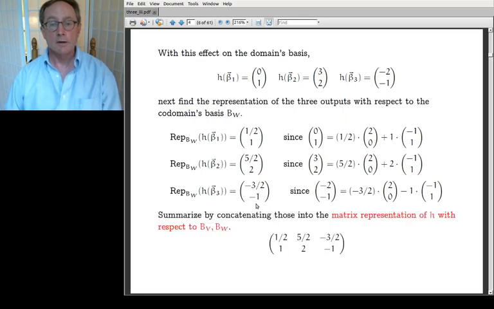somehow generic. I'm going to summarize all the calculations I've done so far by writing these. I take this vector, I put it there. I take this vector, I put it there. I take beta 3's vector, and I put it in the third column. So you summarize the calculations I've done so far by putting those numbers down into some organized form, namely a matrix. 2 rows, 3 columns. I'm going to call that the matrix representation of H with respect to the starting and ending bases, BV and BW.